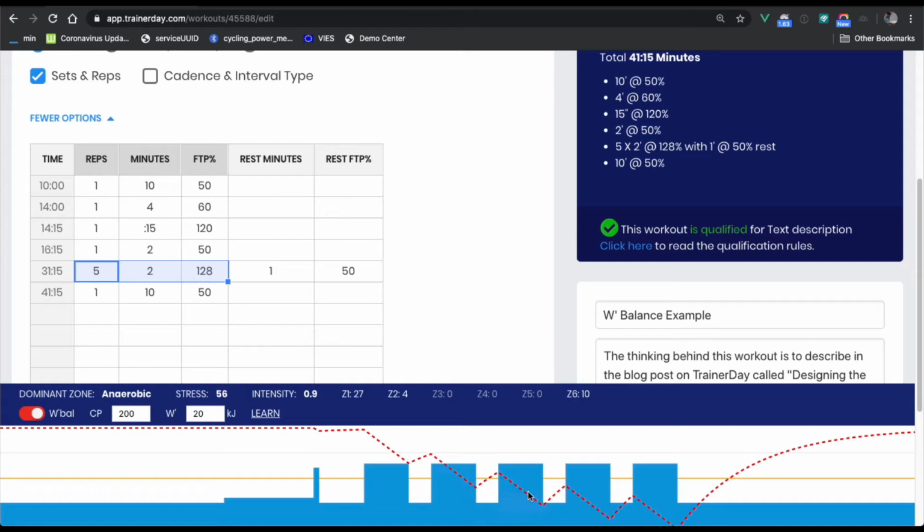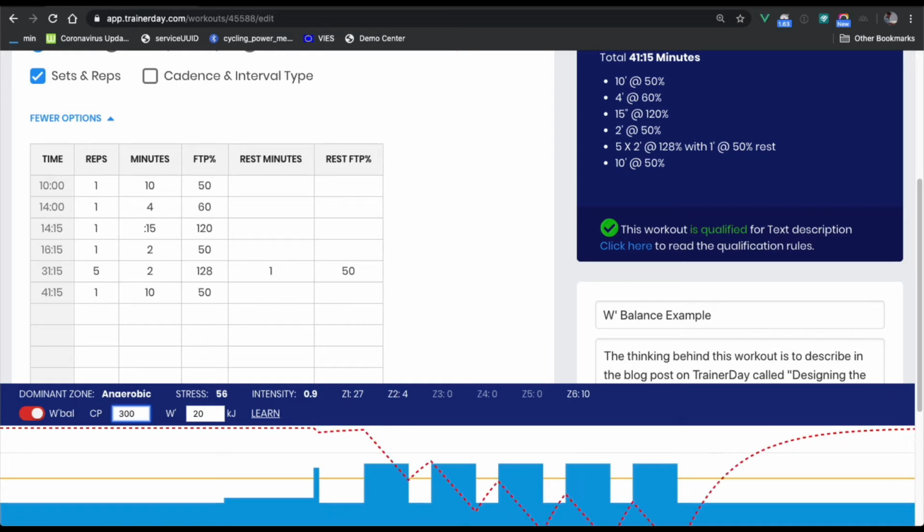And if I do these intervals in a row, at the end, I end up with it pretty close to perfectly hitting the bottom, which means I should be completely out of energy. So this workout, if I had a 200 watt FTP and a 20 kilojoule W prime, this workout would be perfectly designed for me.